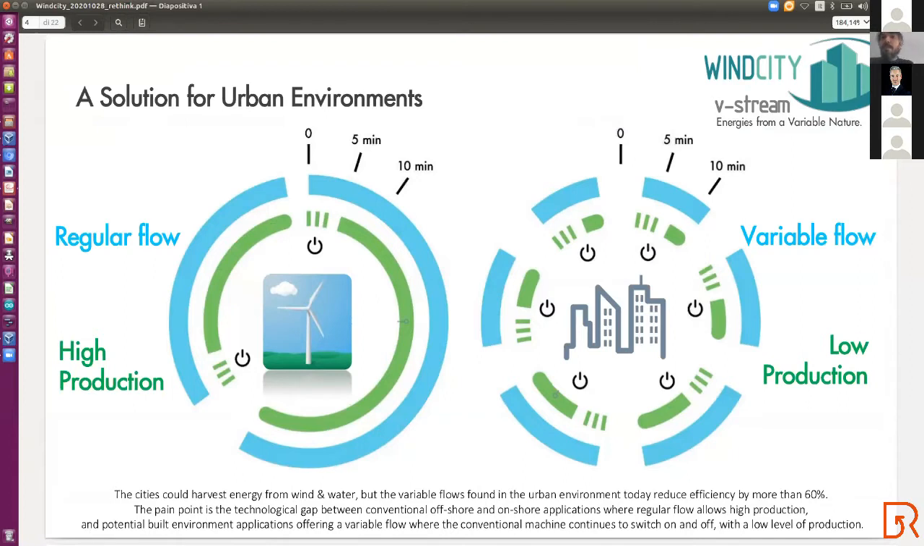The cities could harvest energy from wind and water, but the variable flows found in the urban environment today reduce efficiency by more than 60%. And the pain point is the technological gap between the conventional offshore and onshore applications, where regular flow allows high production, and instead the potential built environment applications that offer a variable flow, where the conventional machine continues to switch on and off with a low level of production, as in the right of the diagram.